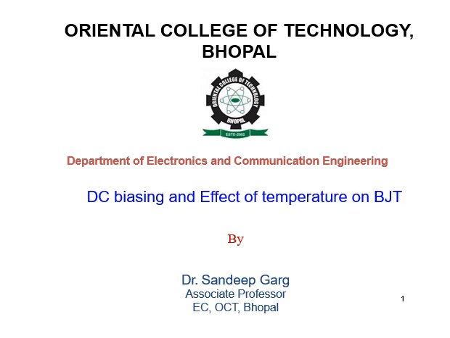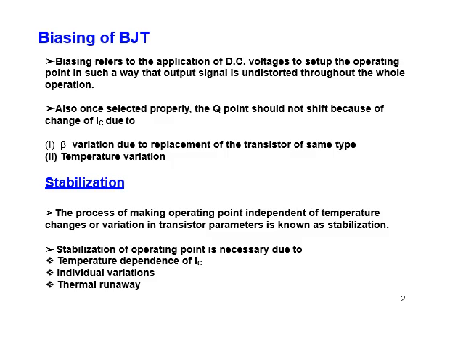Today I am going to explain DC biasing and the effect of temperature on the bipolar junction transistor. Biasing refers to the application of DC voltages at the input and output side of the transistor so that the output signal becomes undistorted despite variations in the quiescent point. This Q point is the operating point of the device.